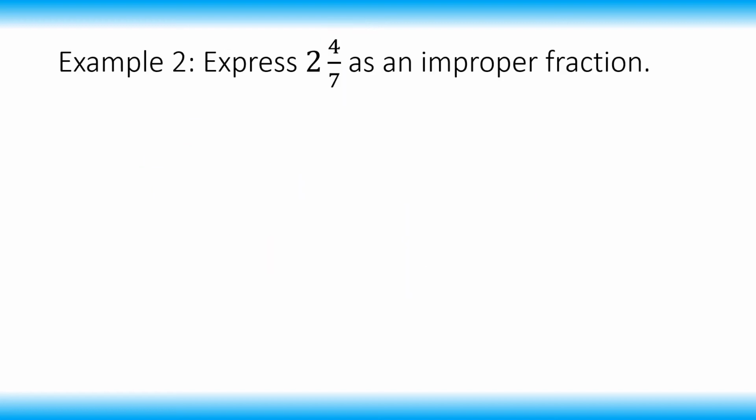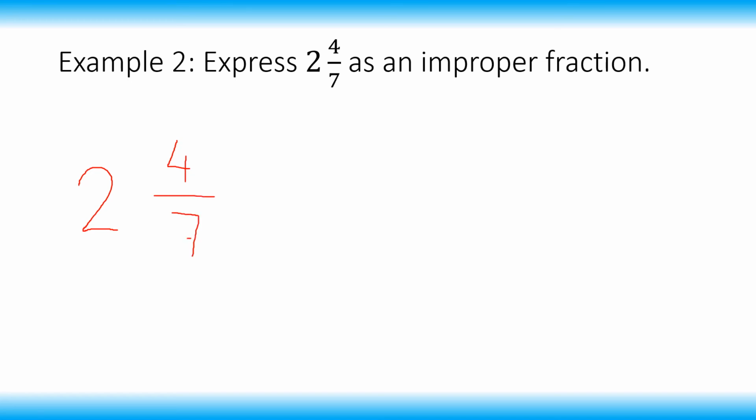So in this example, we're going to go the other way. We're going to go in the other direction. We're going to take the mixed number, 2 and 4/7, and convert it into an improper fraction. So we're going to follow the same process. I'm going to write it a little bit more spaced out just so we can see what's going on. We've got 2 and 4/7.